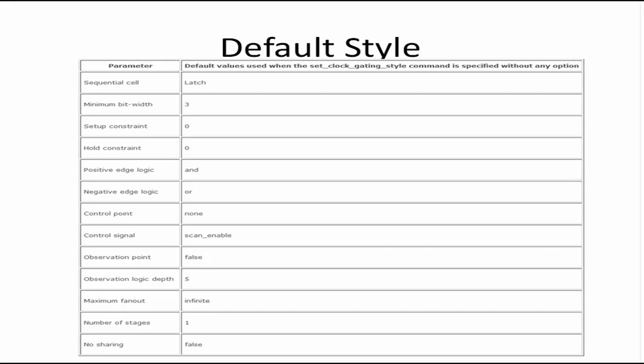Control point and control signals are related to DFT, because when you want to test the design for manufacturing defects, that means in scan mode, all these latches should be transparent. So you have a control point and a control signal name. Again, observation point and observation logic depth are related to scan. Maximum fanout, number of stages, 1. Sharing means: do you want to share this clock gate with any other register bank? It is false by default.